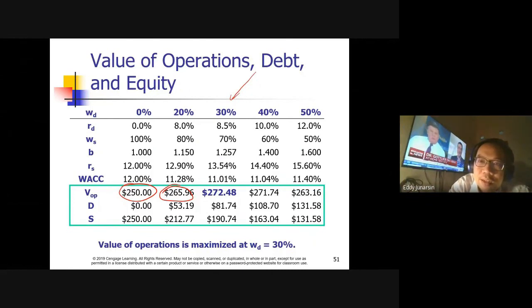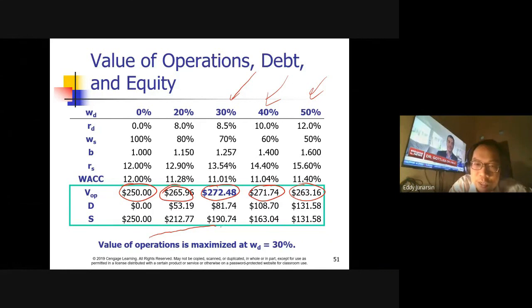So you can repeat the procedure to 30%, 40%, 50% debt ratios, and you get 272, 271, 263. So you're seeing the same pattern. When you add more debt into your financing mix in the beginning, the value of the firm increases. When you add more to 30% debt, it increases even more. However, when you add debt financing to 40%, the value of the firm starts declining and will continuously decline. So the optimum capital structure happens when you use 30% debt and 70% equity.